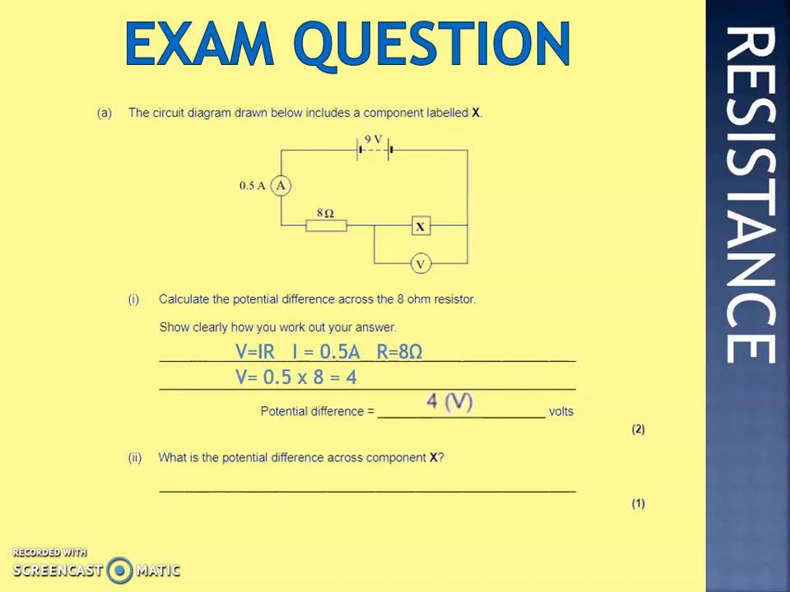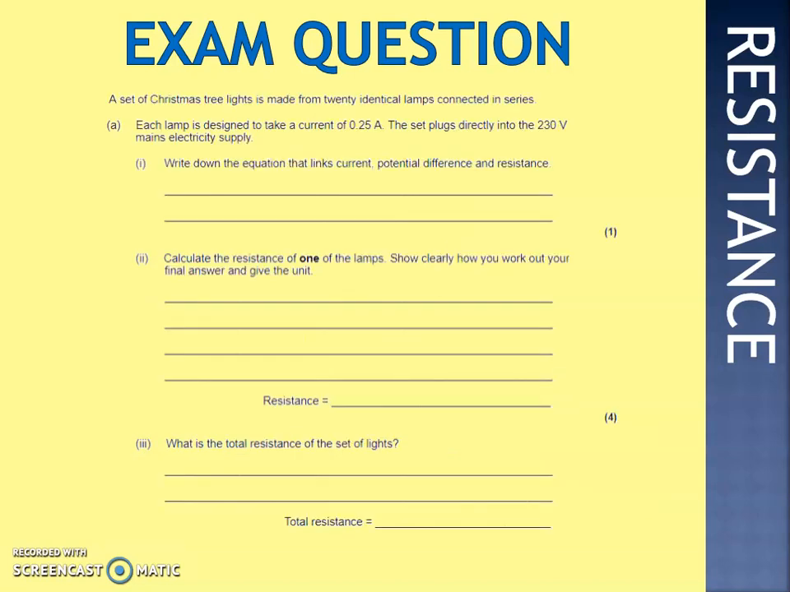What's the potential difference across X? We can see the total voltage is 9. 4 is going across this resistor, so what's left is 5. 9 minus 4 gives us 5.